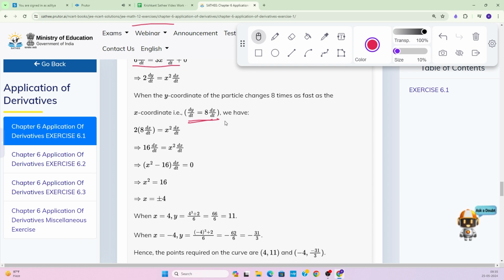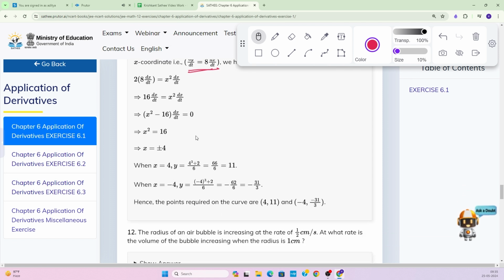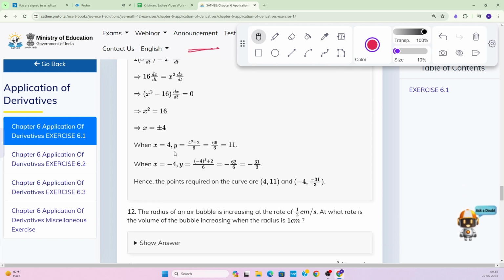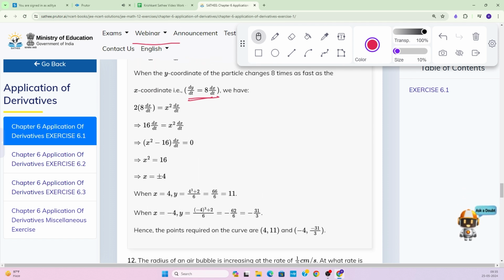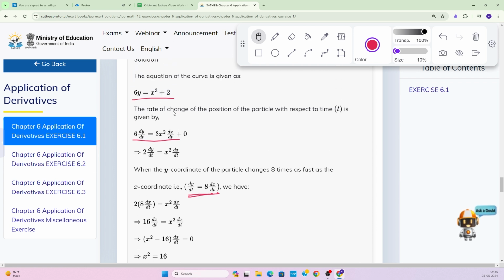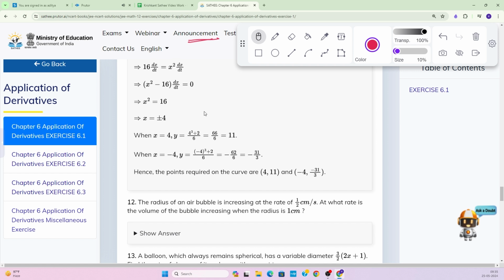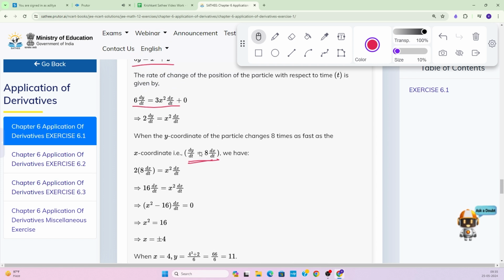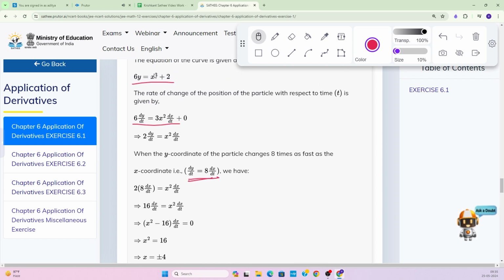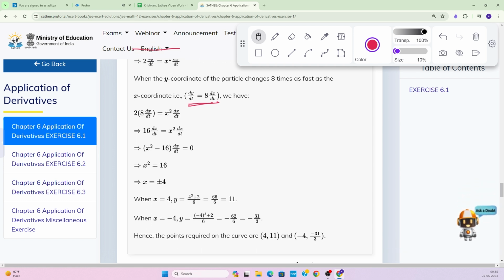So from here you have two values of x. So this means x is equal to plus minus 4. If x is equal to 4, then put it in the given equation. So putting the x value, you will get your y. If you put x equal to 4, it will be 64 plus 2 divided by 6. This means 66 by 6, it will be 11.